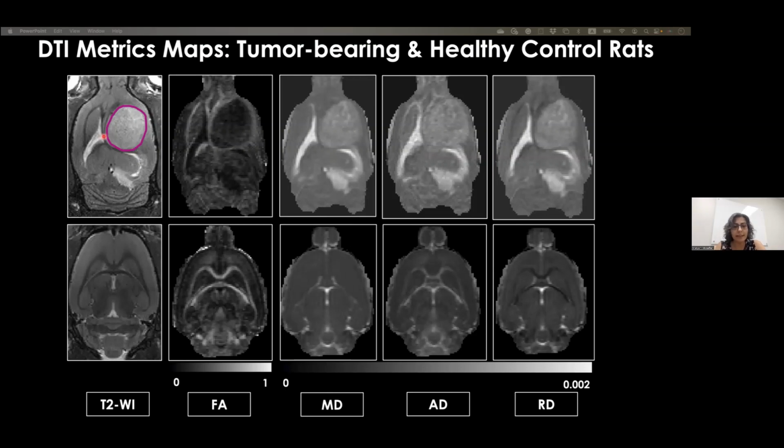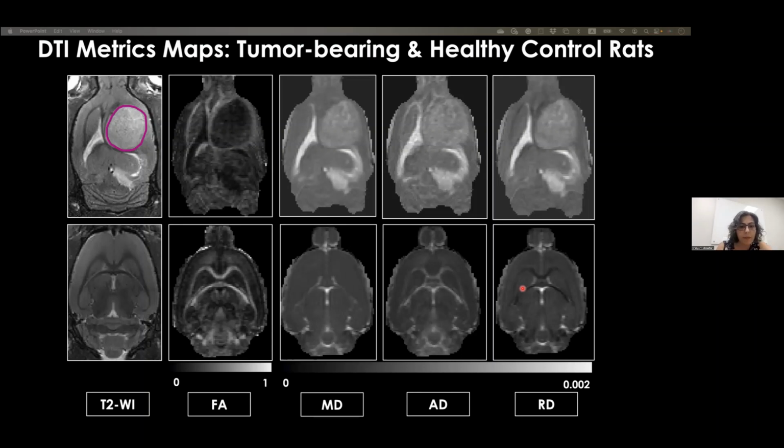By day 14, an increase in signal intensity is observable in T2 weighted image. And tumor mass effect is apparent as the ventricular space and white matter tracts are displaced. You can see the same images for a healthy control rat brain in the bottom row, like anatomical, and the rest are DTI metrics. Different contrasts represent different tissue.